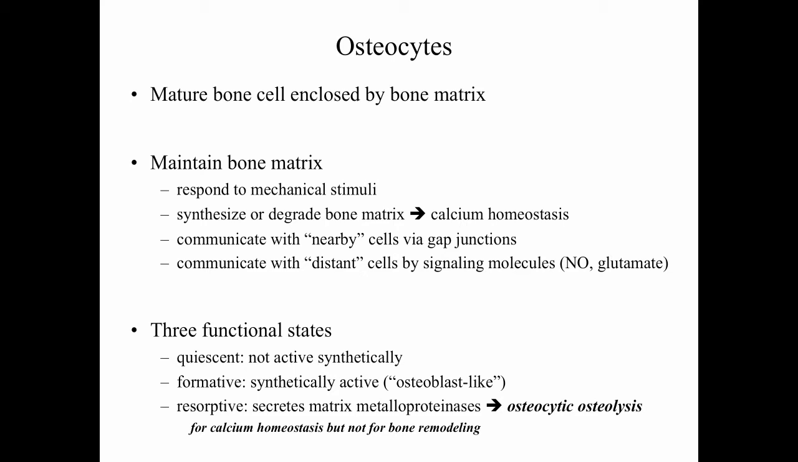We talk about formative osteocytes. These are synthetically active cells. They're almost like an osteoblast type cell, and we talk about resorptive osteocytes. These cells secrete matrix metalloproteinases, and through a process called osteocytic osteolysis, they can regulate calcium homeostasis. This osteocytic osteolysis is not playing a role in bone remodeling. That's primarily the role of the osteoclast, but resorptive osteocytes may help regulating calcium balance in the body.